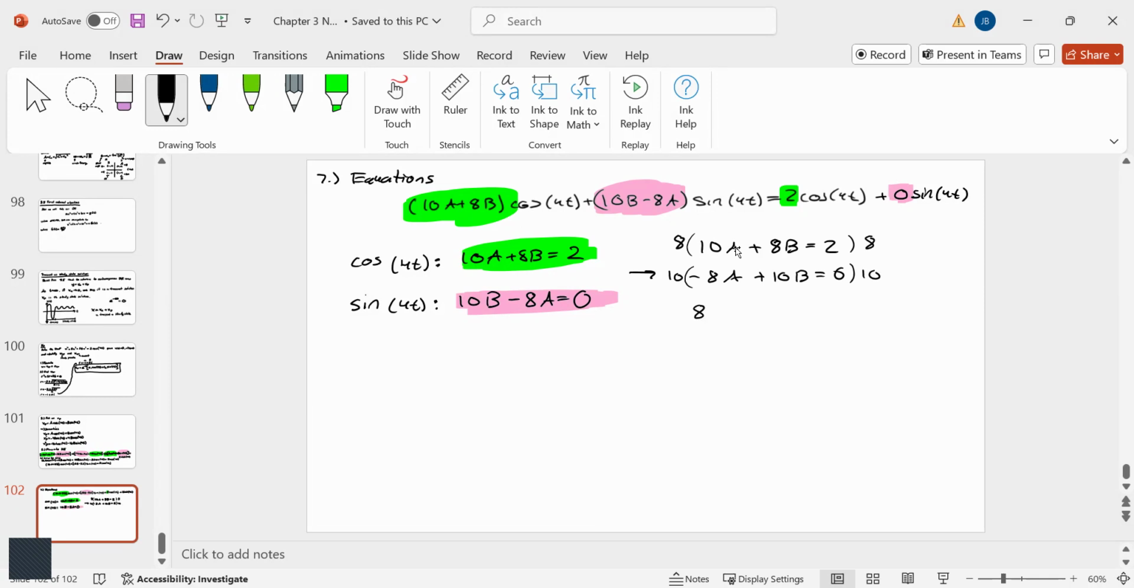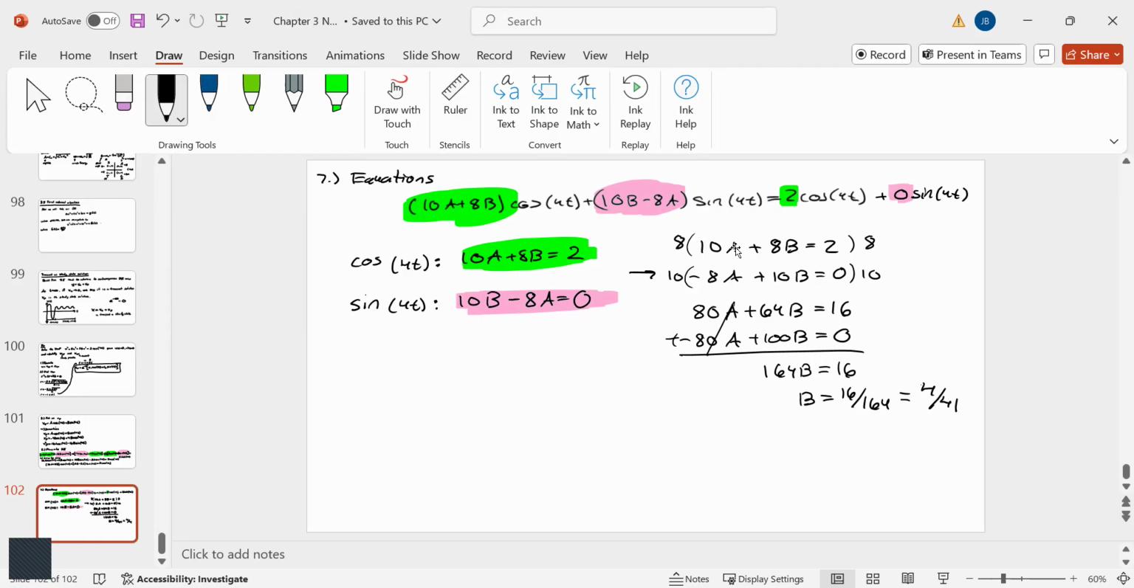And I get 80A plus 64B equals 16. And I get negative 80A plus 100B equals 0. Make sure people know this is 0. And then I add them together. These cancel out. I'm left with 164B equals 16. B is equal to 16 divided by 164, which when simplified will be... wait, does that make sense? No, 4 over 41, like that.